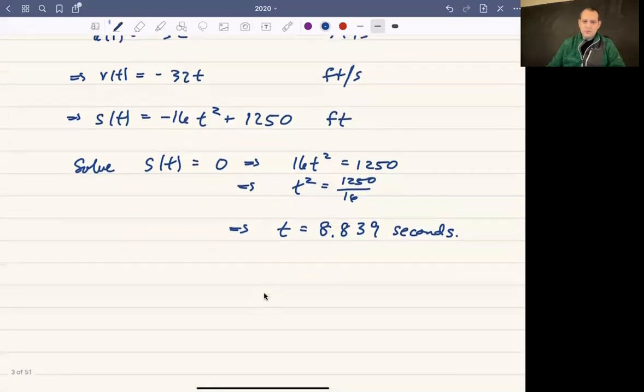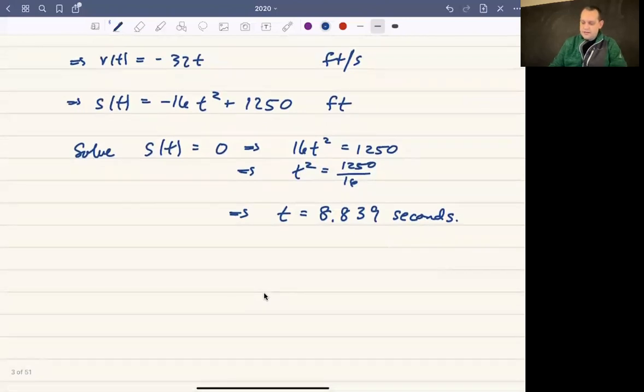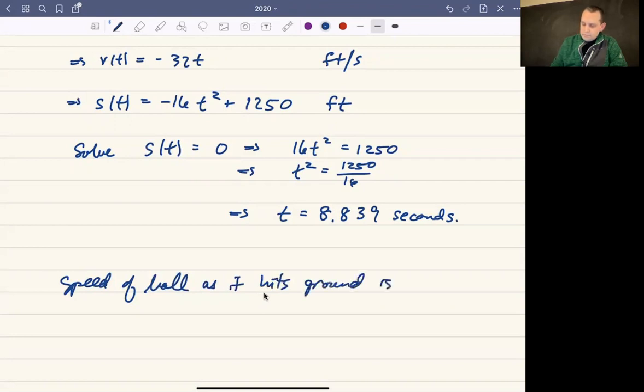And then what we wanted to do is figure out what's the speed of the ball at that point. And so the speed of the ball, first we have to compute the velocity. And to get the speed, let me just write it this way. The speed of the ball as it hits the ground is going to be the absolute value of v of 8.839. Okay, I know that the velocity is going to be negative, so we have to take the absolute value of that to make sure that we have a positive value for the speed.